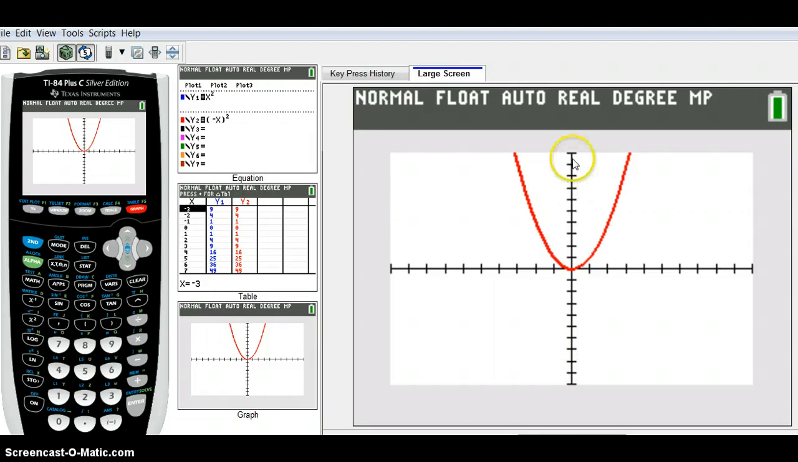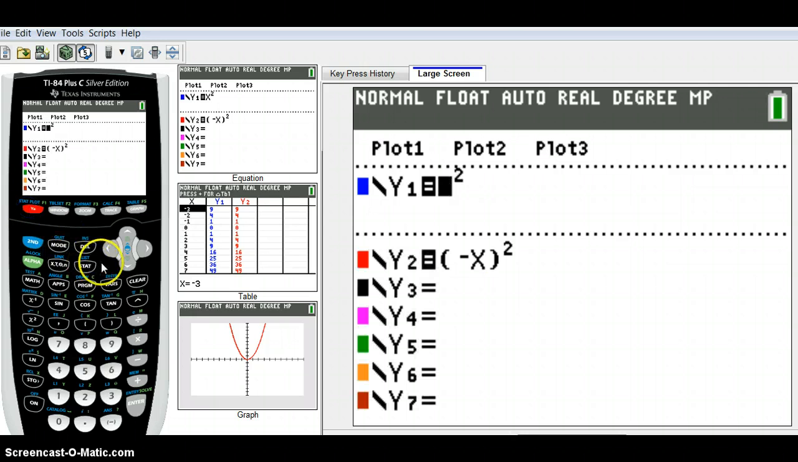Imagine taking this as a piece of paper and folding it along this y-axis, and you'd see that the parts of the graph would overlap. So that's your symmetrical. Alright, now let's go back, clear those out.